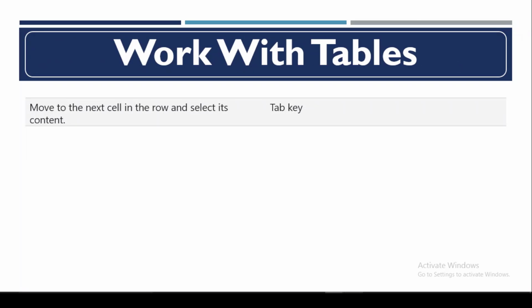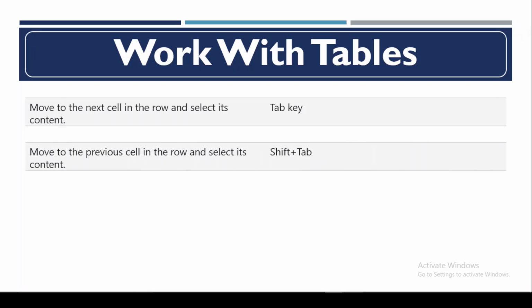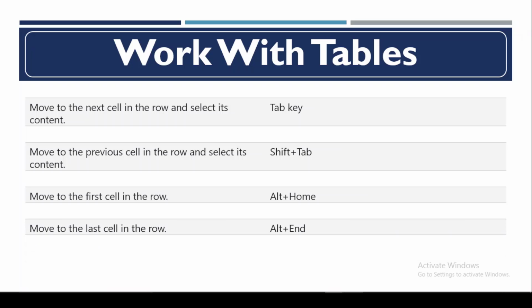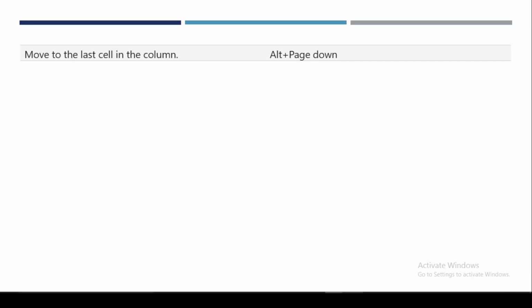Move to the next cell in the row and select its content. Tab key, move to the previous cell in the row and select its content. Shift plus Tab, move to the first cell in the row, Alt plus Home, move to the last cell in the row. Alt plus End, move to the first cell in the column. Alt plus Page Up, move to the last cell in the column. Alt plus Page Down.